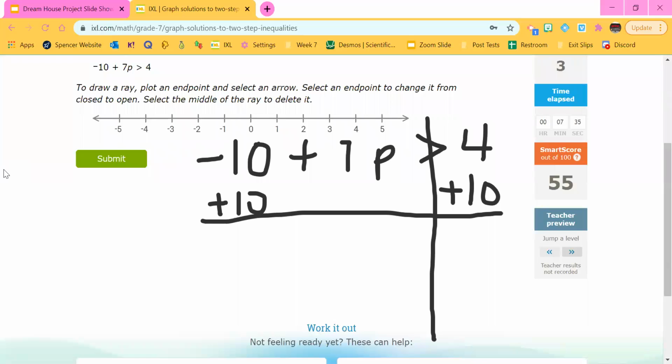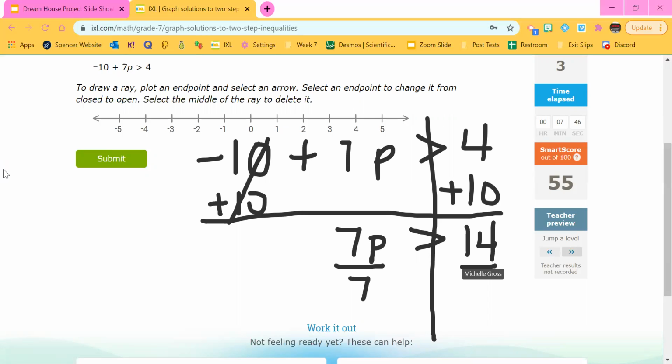So negative 10 and positive 10 cancel out, and we're left with 7p is greater than 14. 10 plus 4 is 14, and then we're going to divide by 7, and p is greater than 2. So we're going to go to 2. It's an open circle, and look, it's pointing to the right, so we're going to go to the right.